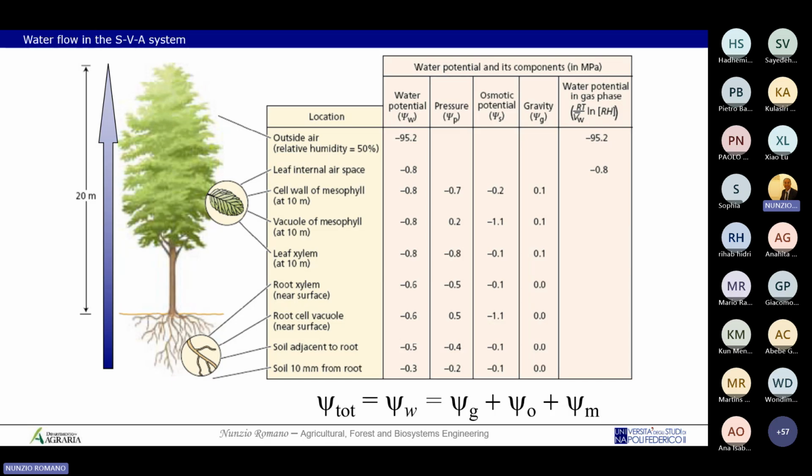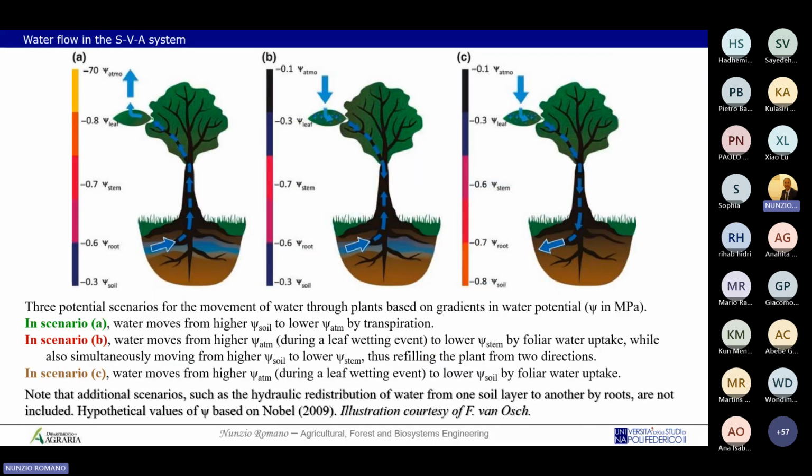And again, this gives you the accurate and very important idea that water can move from the higher total water potential to the lower total water potential. That means that minus 0.3 is higher than minus 0.5. The difference in water potential is minus 95.2.